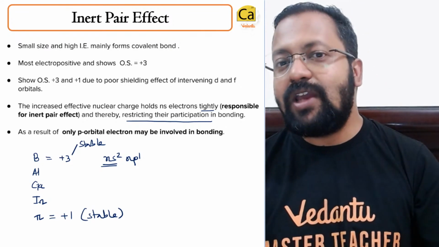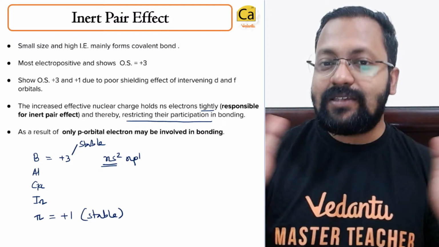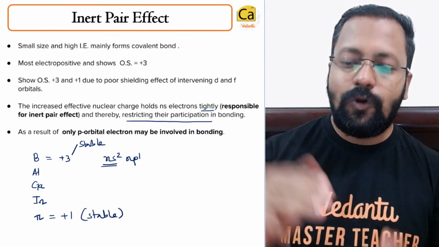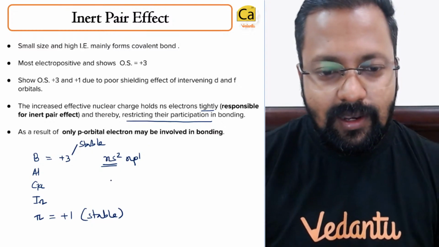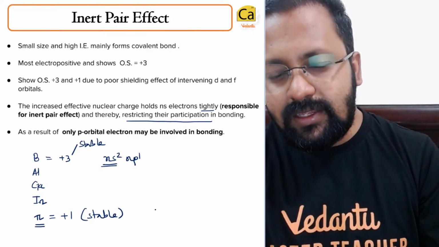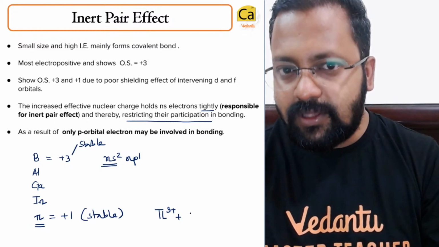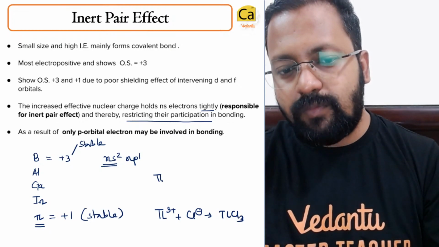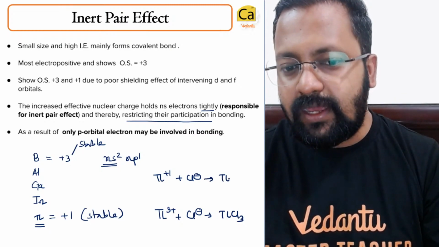The lattice energy, however, does not become that very large because the size is also large. Lattice energy decreases with increase in size, so the return on the investment is decreasing. So for thallium, if I take thallium plus 3 and form a compound with chloride to form TlCl3, and I form Tl plus 1 and form a compound with chloride to form TlCl.